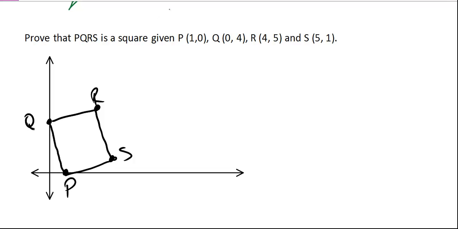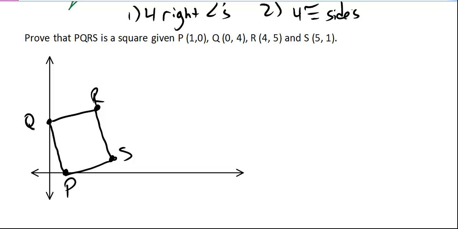A square has two main properties. One is that there are four right angles, and two, that there are four congruent sides. So this is going to give me an idea of where I need to start. So first, if I want to show right angles, I'm going to have to find slopes. And second, if I want to show congruent sides, I'm going to have to find distances. So I'm going to need to do all of those things.